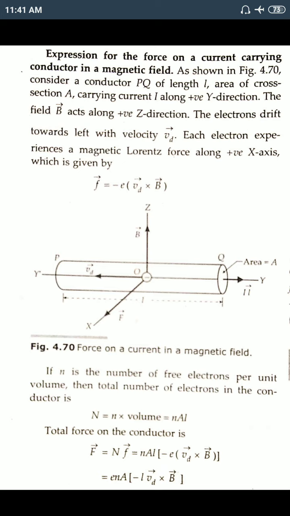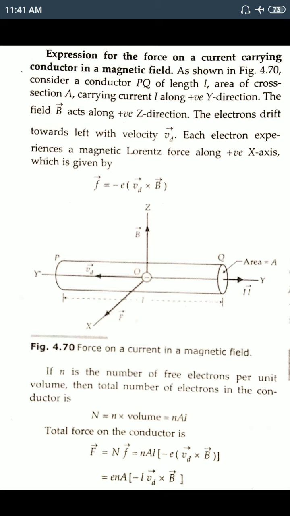So if the current flows in the positive Y direction, the electrons will move opposite. This is the drift velocity we already discussed in our current electricity chapter, what happens inside the conductor and due to what we get the current. The electrons drift in the opposite direction of the electric current with velocity Vd, where Vd is the drift velocity. That's why it is written that the electrons drift towards left.